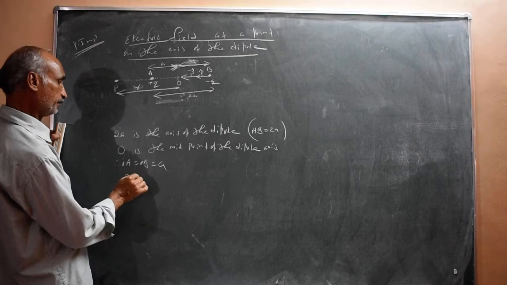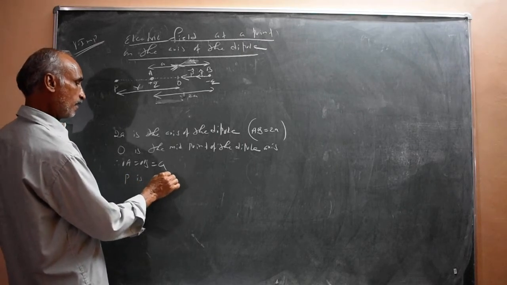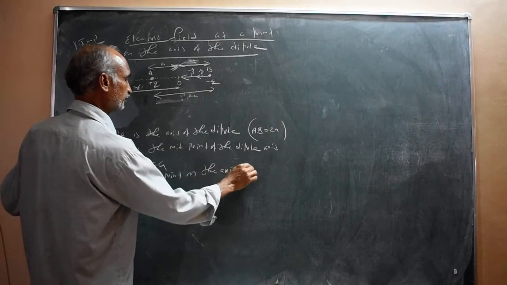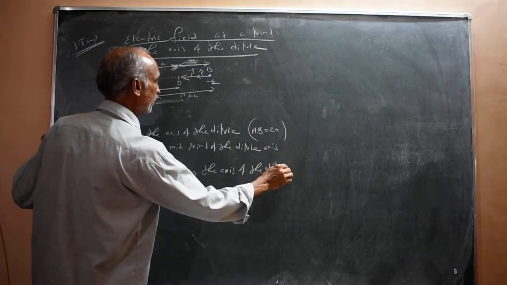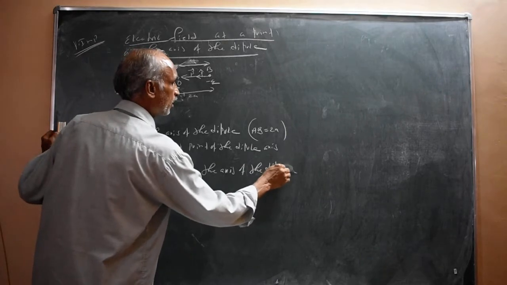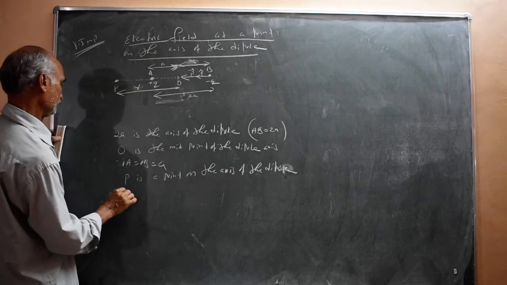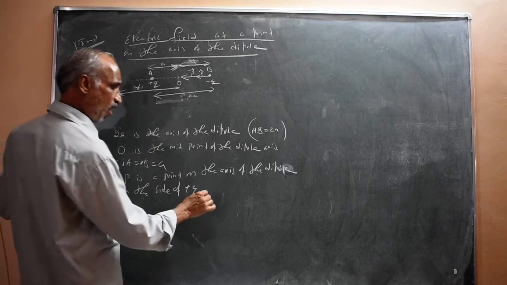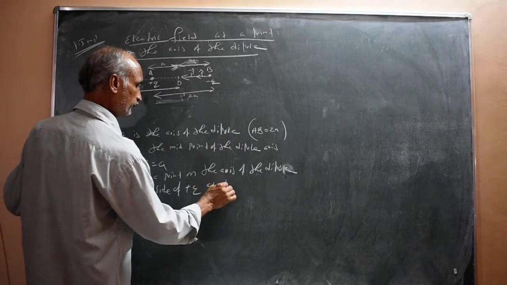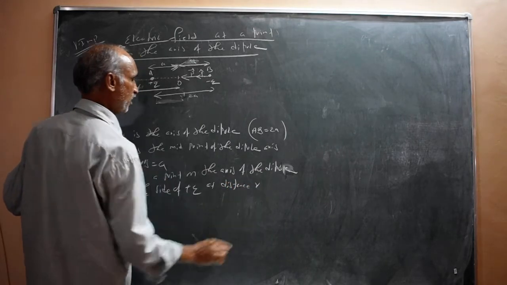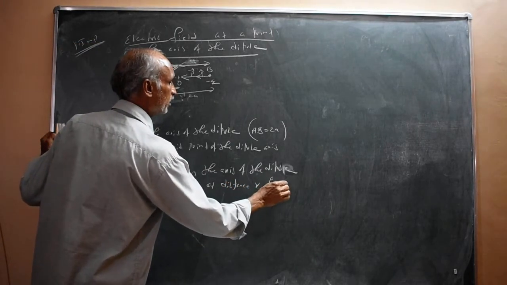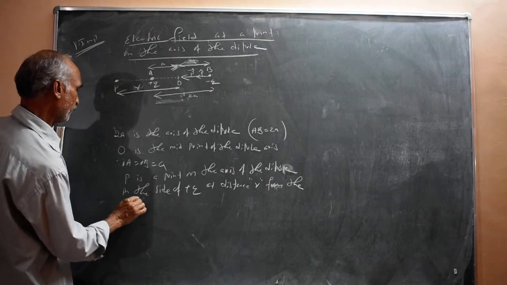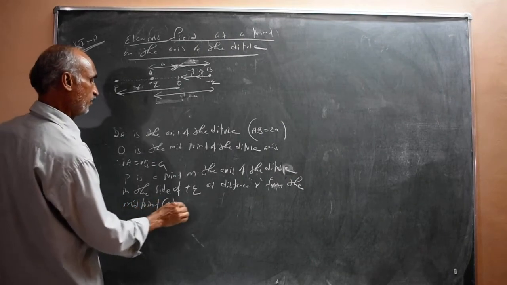P is a point on the axis of the dipole, on the side of plus q, at a distance r from the midpoint O of the dipole. Okay.